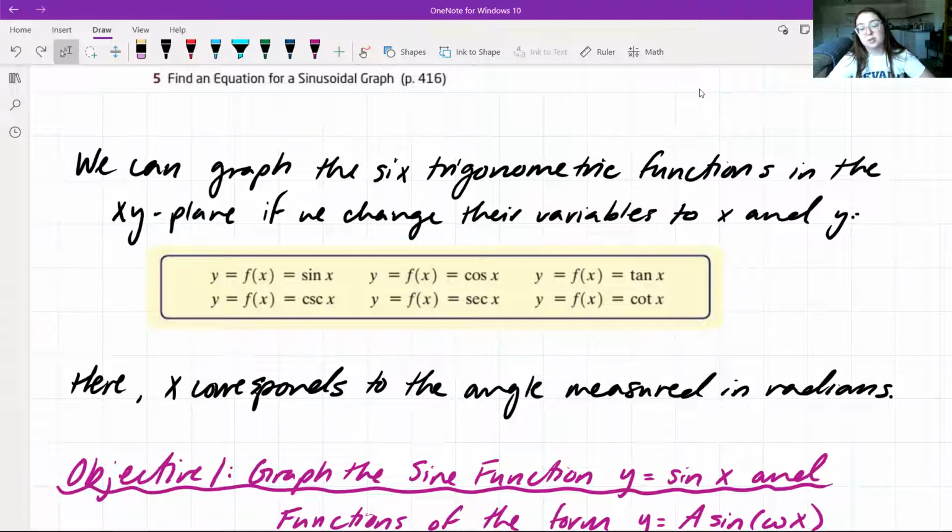So this is our new form that we're going to have them in, and x corresponds to the angle which is measured in radians. So y would then be the result of the dependent variable, while x is going to correspond to the angle which we are measuring in radians. So we're not measuring in degrees for this section.